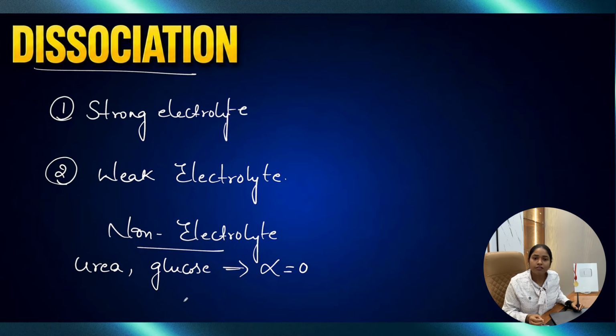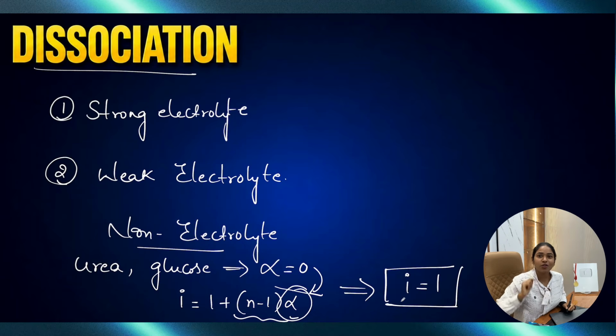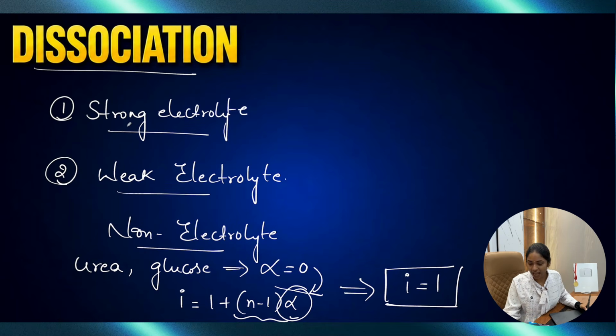Then use the formula i is equal to 1 plus (n minus 1) into alpha. In place of alpha, keep 0. Then what formula will we get? 0 into this entire term becomes 0. Then i is equal to just 1. Now tell me, for urea and glucose, what is the i value? i value is 1.